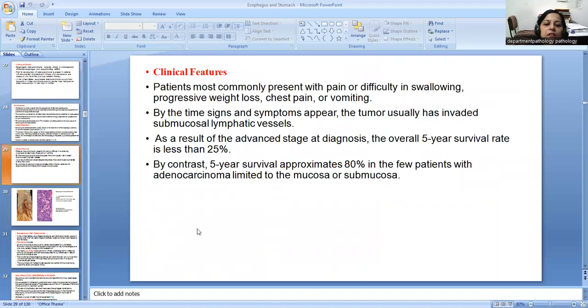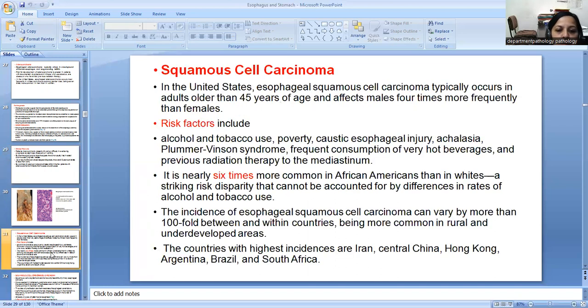So clinical features include pain or difficulty in swallowing, progressive weight loss, chest pain or vomiting. By the time signs and symptoms appear, the tumor usually has invaded the submucosal lymphatic vessels. As a result of the advanced stage at diagnosis, the overall 5-year survival rate is less than 25%. By contrast, 5-year survival approximates 80% in the few patients with adenocarcinoma limited to the mucosa or submucosa. Now, the squamous cell carcinoma.